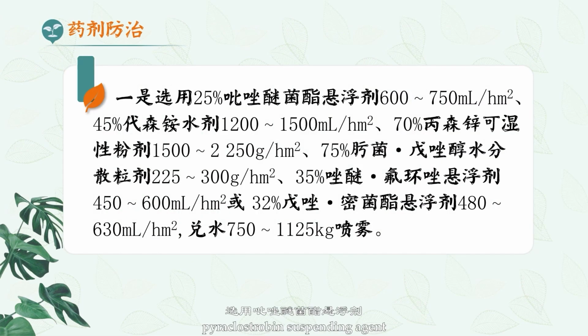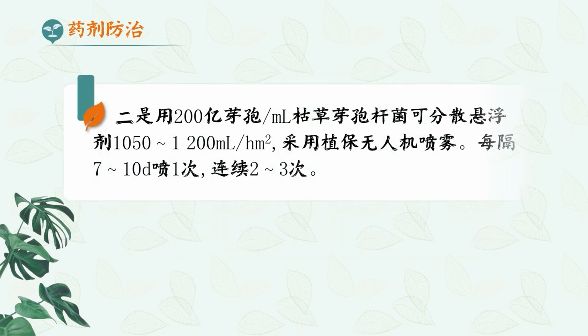Pyraclostrobin suspension agent, amobam aqueous solution, propineb wettable powder, trifloxystrobin tebuconazole water dispersible granule, pentazole microbutanil suspension agent, and Bacillus subtilis dispersible suspension agent can be mixed with water and sprayed.